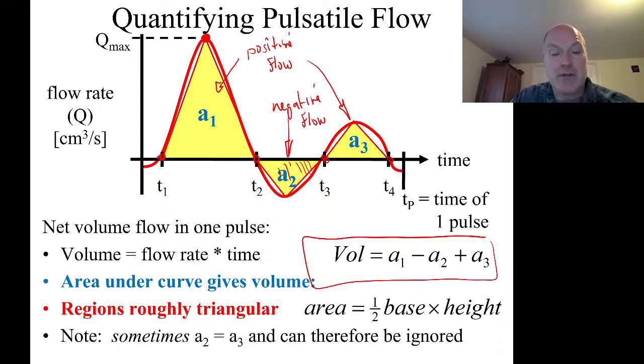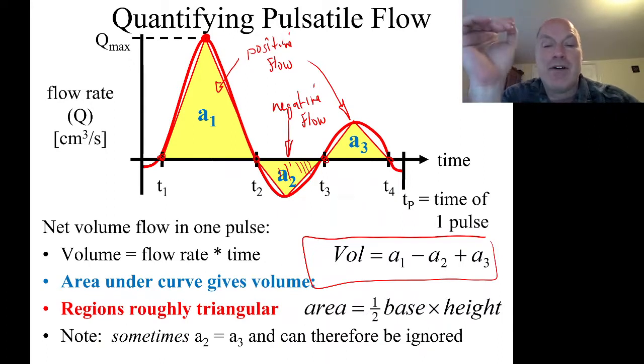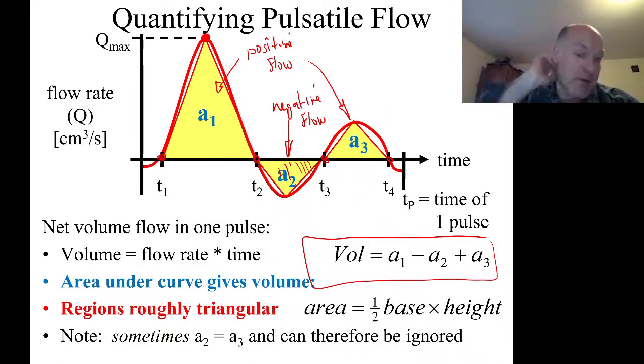The next observation is that very often area 2 and area 3 are equal and opposite. Great, so they cancel. If you can look at the graph and see that they are virtually the same, equal and opposite, so one of them is just as negative as the other one is positive, they cancel each other out, and we don't even have to worry about it. So if everything works out, all you need to do is figure out the area of that first triangle, and you're going to know how much volume flow you get per beat.